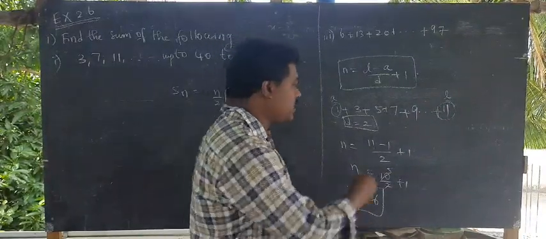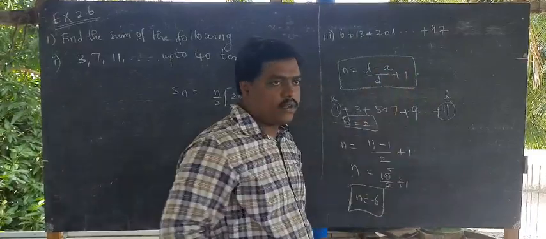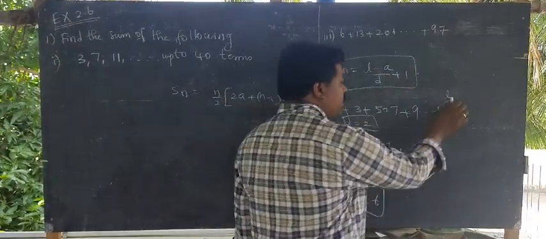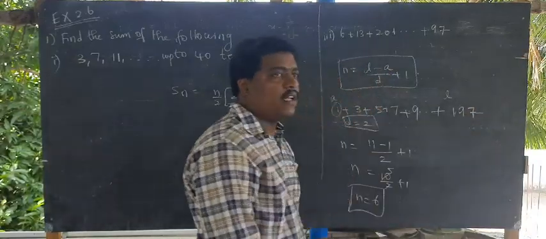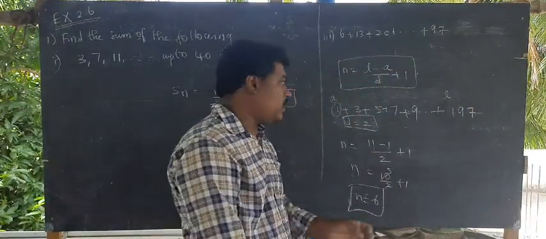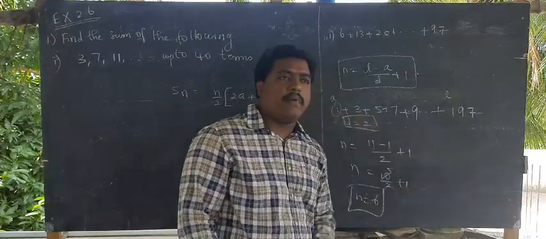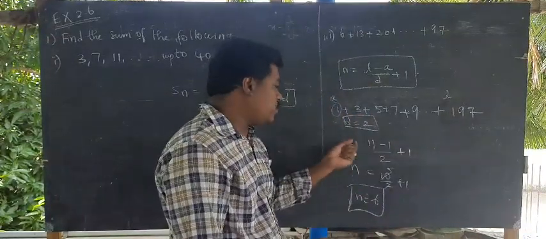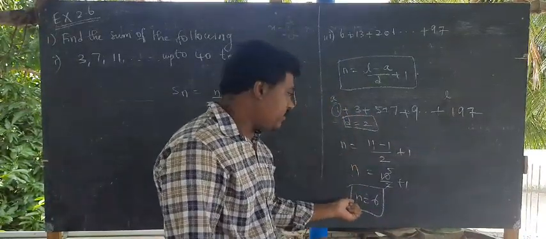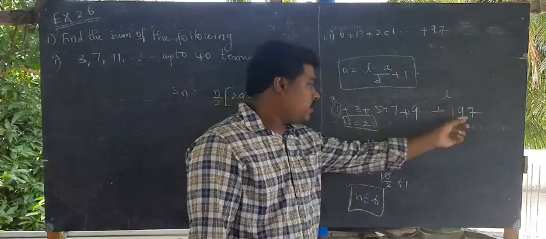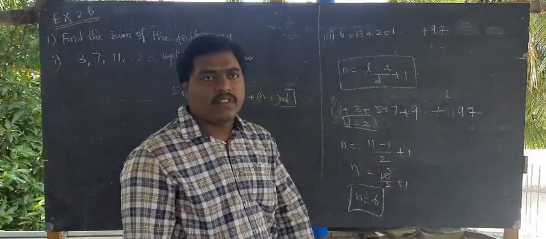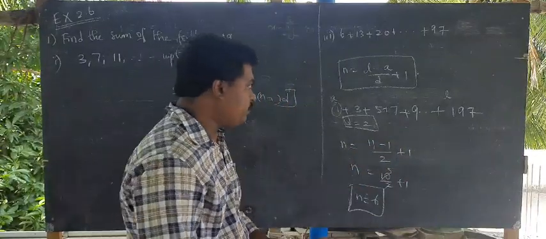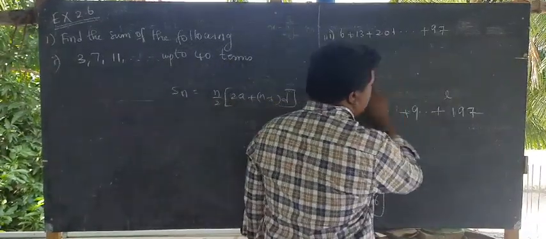Sir, in an examination if it is given like this, we can do it straightly. If in the examination they give odd terms up to 197, how is it possible to find the answer? We need to use this formula to find n: last term minus first term by d, plus 1. Put the values and we get the n value.